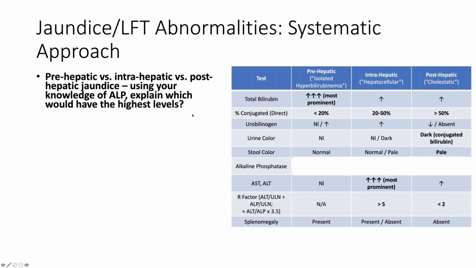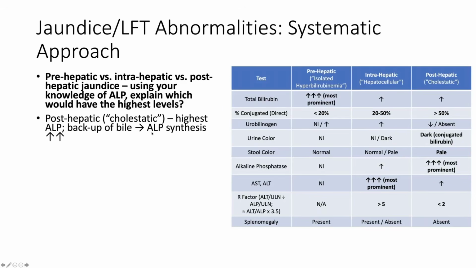All right, Grace. So using your knowledge of ALK-Phos, which would have the highest levels? Would it be post-hepatic? Yeah. I know that increased ALP is associated with cholestasis. It's not super important to remember why. There is an increase in synthesis, right? Right. The reason I include that, as opposed to just memorizing this, is that it helps explain why, because it is actually an enzyme that is found within hepatocytes.